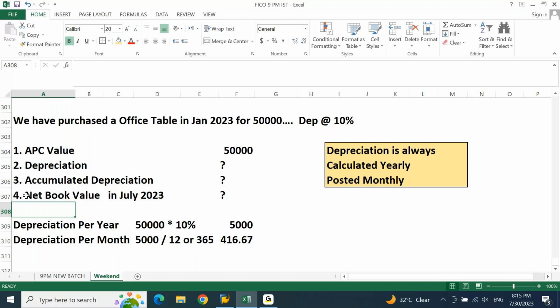Sometimes what I can do, if I purchase the asset in the month of January, I can start calculating my depreciation from January, which is possible. I can also start calculating my depreciation from the month of February. That is also possible. It depends on the logic or the method that we are following in that particular country. Both are possible options.